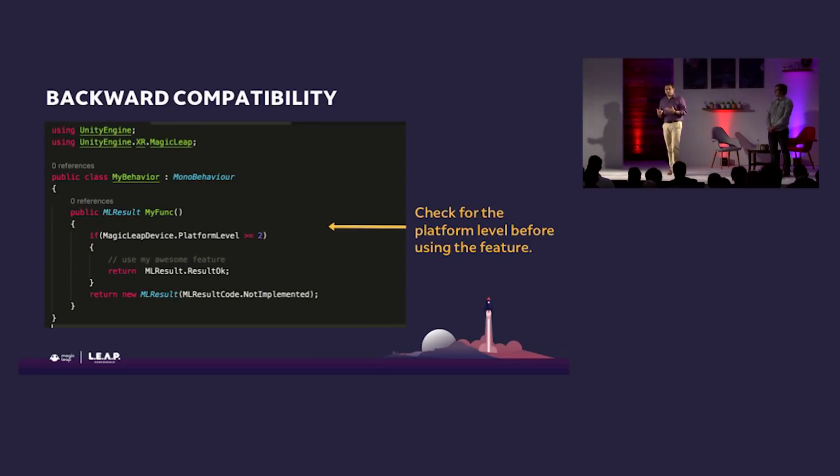Magic Leap is a growing platform, and we are constantly adding new features. And as developers, you want to use these features. However, you also want to make sure that the feature is actually available on the operating system your app is running on. In short, you want to make sure that your app is backwards compatible. So in order to facilitate that, we have added a field called platform level that you can check at runtime and gracefully handle the lack of feature on the operating system you might be running on.